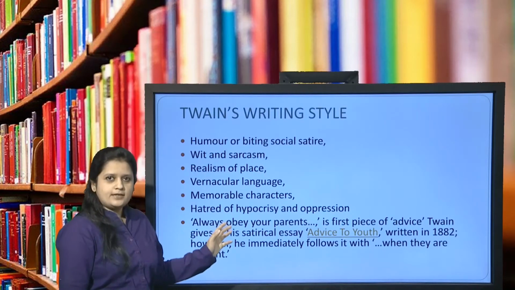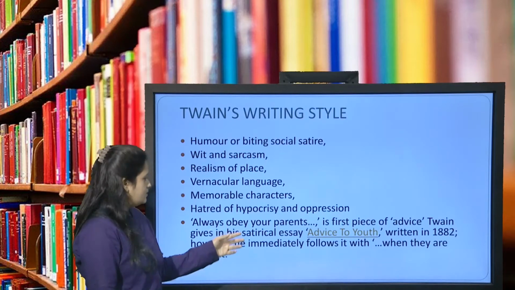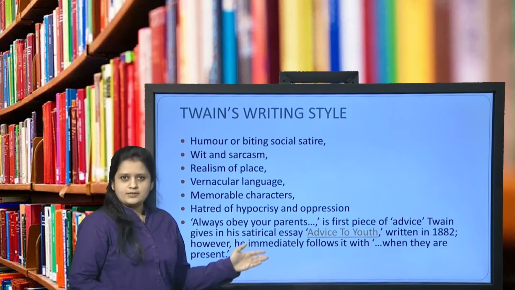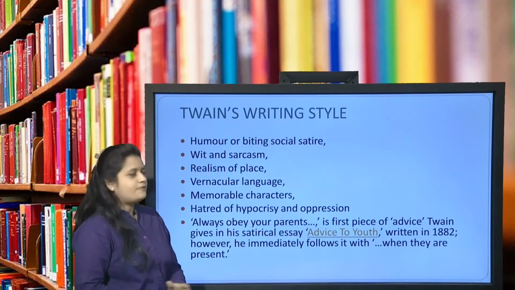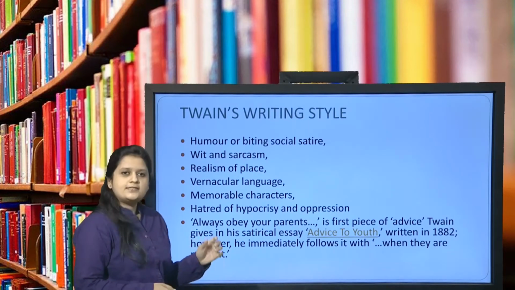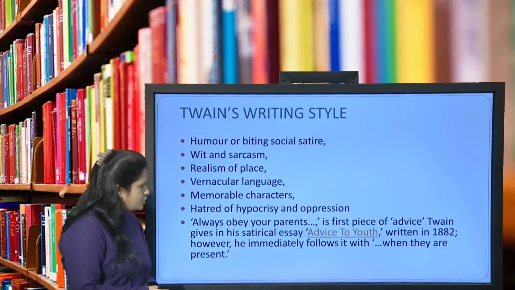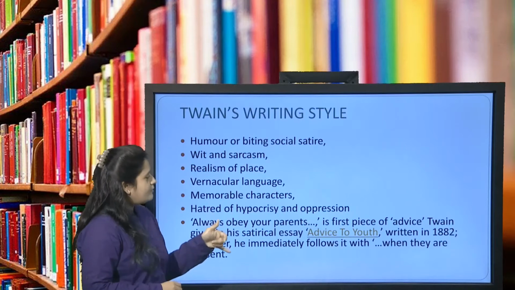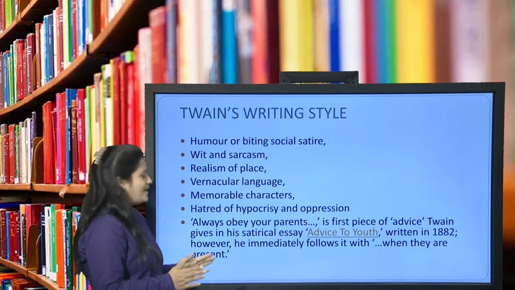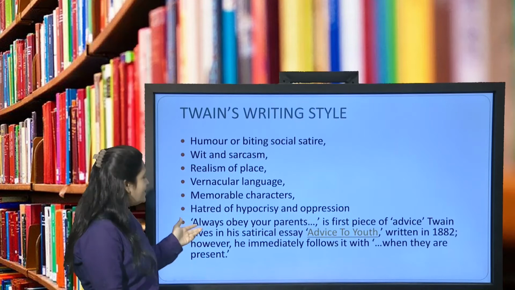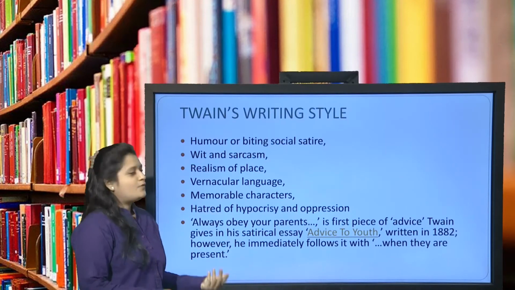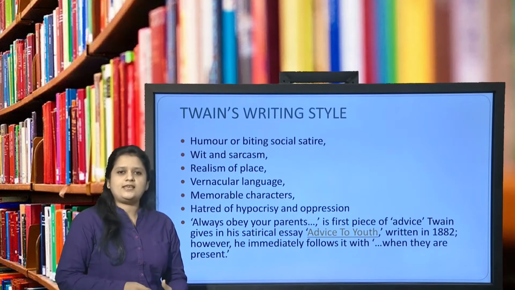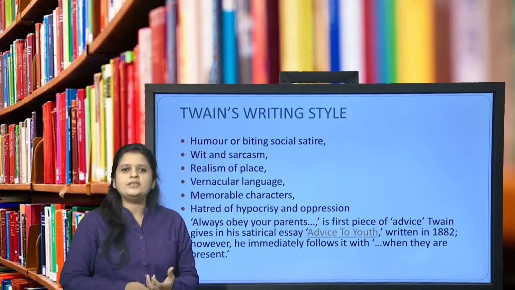So he says, in the essay by Mark Twain entitled Advice to Youth, "Always obey your parents." Now, this is the first piece of advice Twain gives in his satirical essay Advice to Youth, written in the year 1882. However, he immediately follows it with "when they are present." So you can read it as: always obey your parents whenever they are present in front of you. So it is a humorous take on giving a piece of advice to youth.